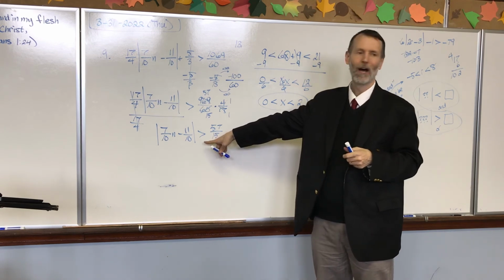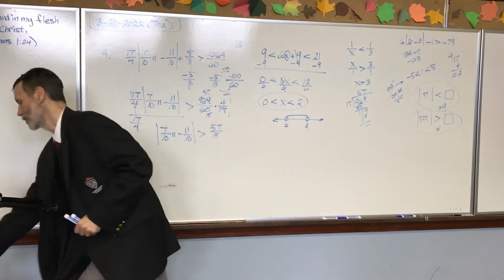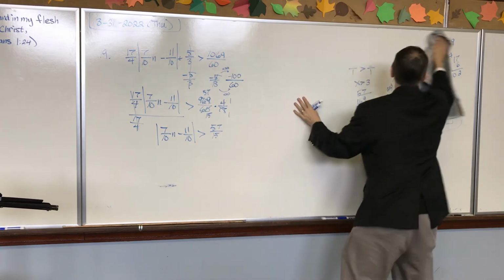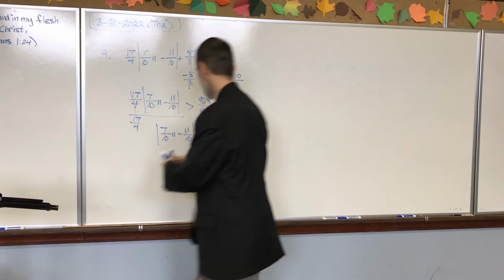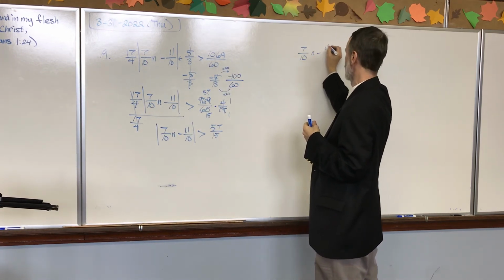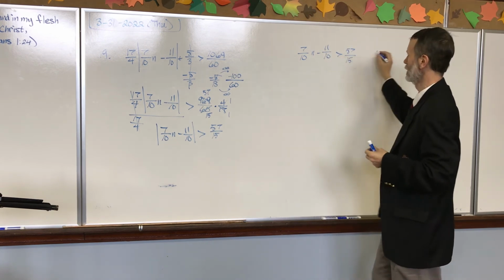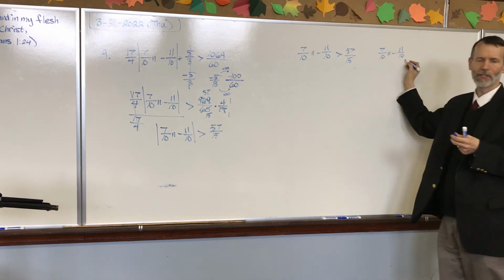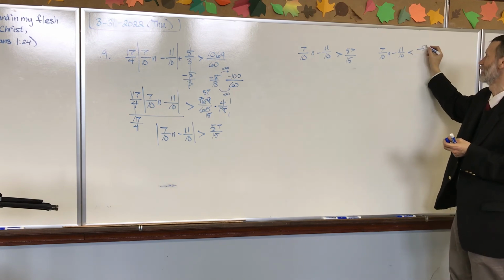Now this, next step, split it. I'm going to erase this part so I have more room. So I'm just going to split it here. It's 7n/10 minus 11/10 is greater than 57/15. And the other one is 7n/10 minus 11/10. Does this flip the sign? Yes, on the negative side. Less than negative 57/15.